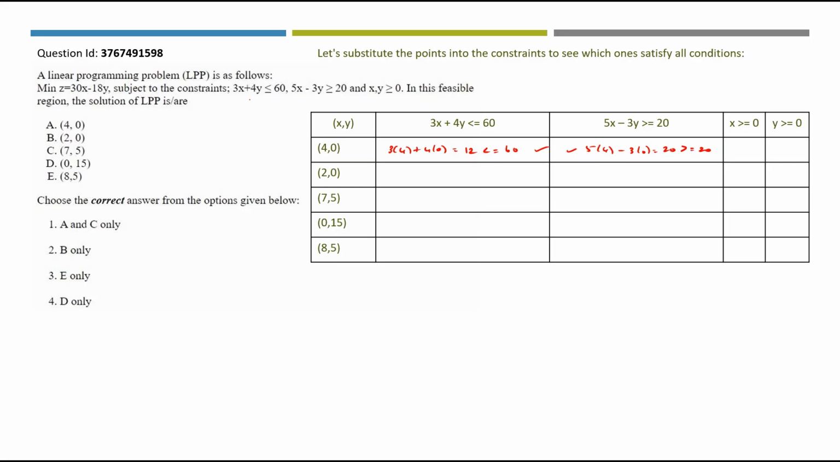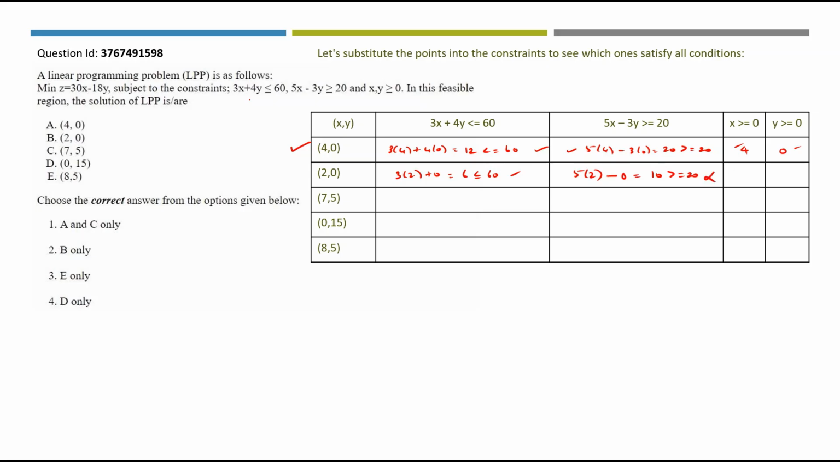Is x greater than or equal to 0? Yes, it is greater than or equal to 0. Y is equal to 0, so this is also satisfied. All the constraints are satisfied here, so this can be picked up for the solution. What about 2, 0? 3 into 2 plus 0, so 6 is less than or equal to 60 is fine. What about 5x? It is 5 into 2 minus 0, which will give you 10 greater than or equal to 20. Is it right? No.